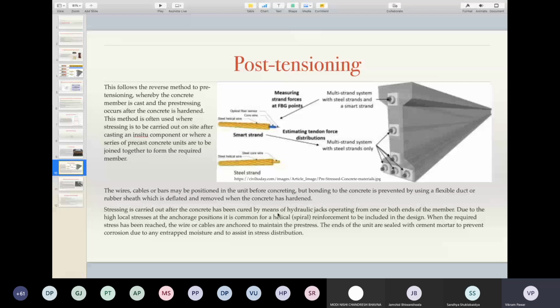This method is often used where stressing is to be carried out on site or after casting an in situ component, or where a series of precast concrete units are to be joined together to form the required member. Now, this you will often see across all the metros, this method being used. So next time you are passing by the metro, wherever the ends are not completed, you will notice that there are these brackets which have extensions where people can stand and they can do the post tensioning.